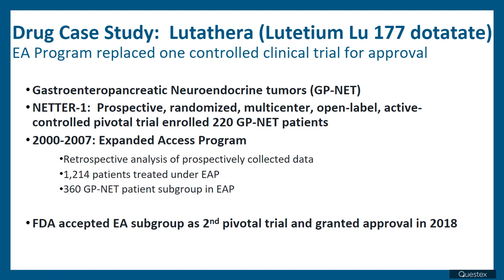They did a retrospective analysis of more than 1,200 patients and collected the GPNet subgroup, which had 360 patients, so somewhat larger than the pivotal study. And this was a retrospective chart review and collection, so they databased this data. And the FDA was willing to accept that in lieu of a second pivotal trial and granted a full approval to Lutathera in this indication. So, it's an example of a larger expanded access program, but it's a program that was enabled and accelerated, including avoiding a full pivotal trial.